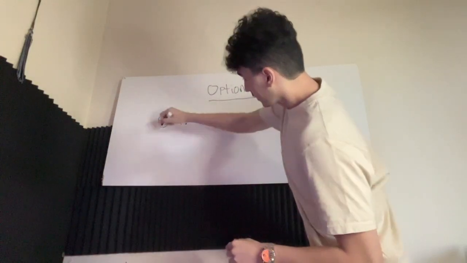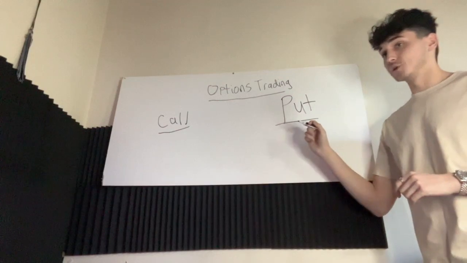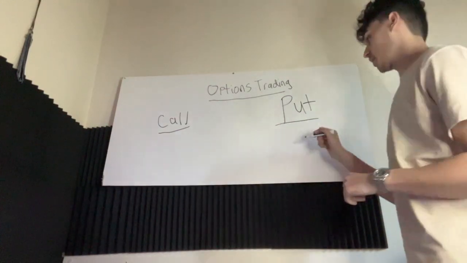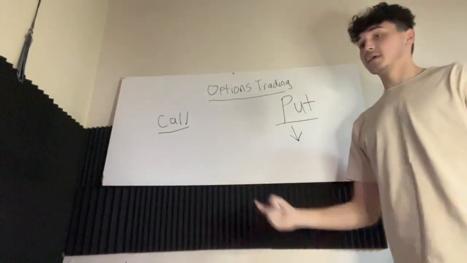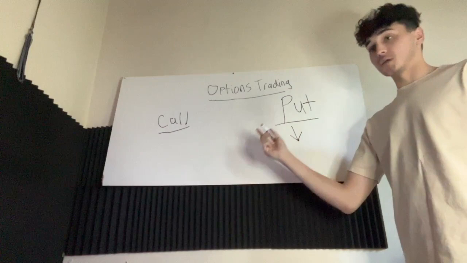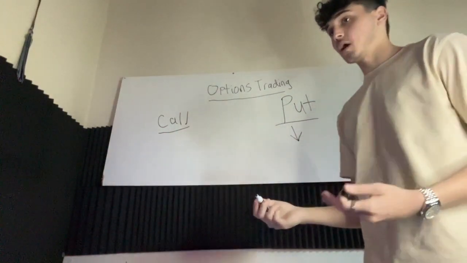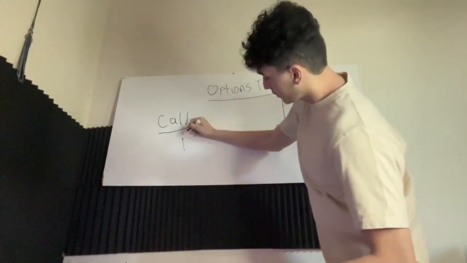Now, as I just mentioned, we buy a put contract when we think the stock is going to go down or when we are bearish. So put, just going to put an arrow to the downside, and I'm sure you can already guess what the call is going to be. We're going to buy a call when we are bullish on the stock or when we think the stock is going to obviously move to the upside.